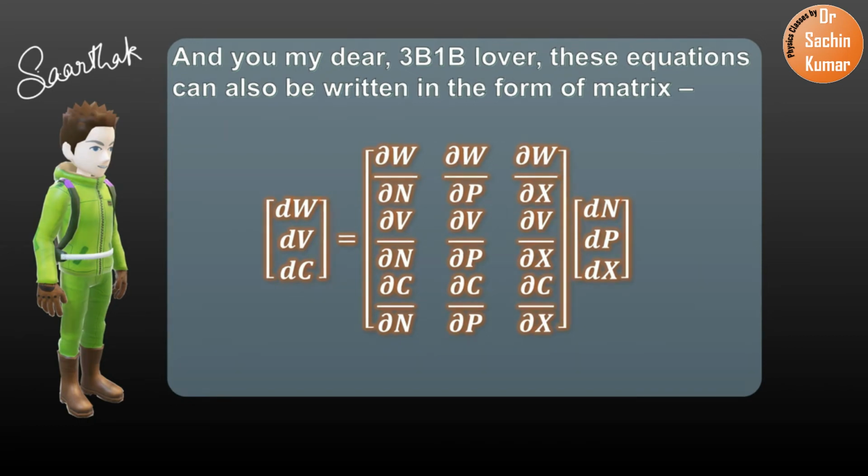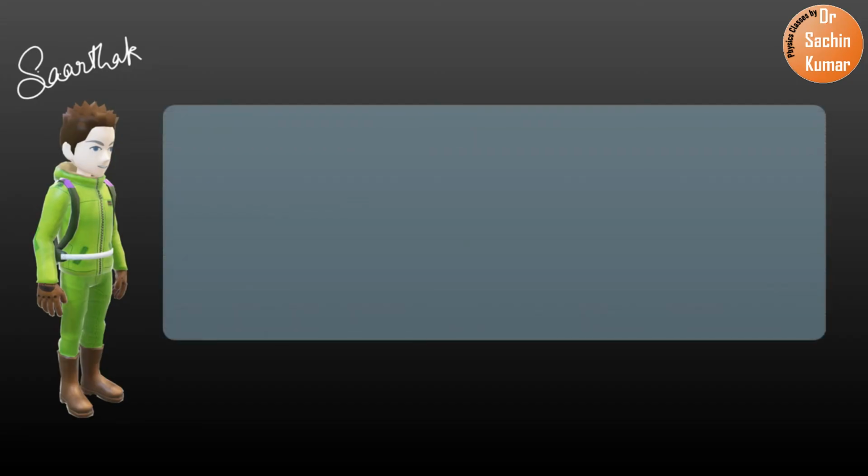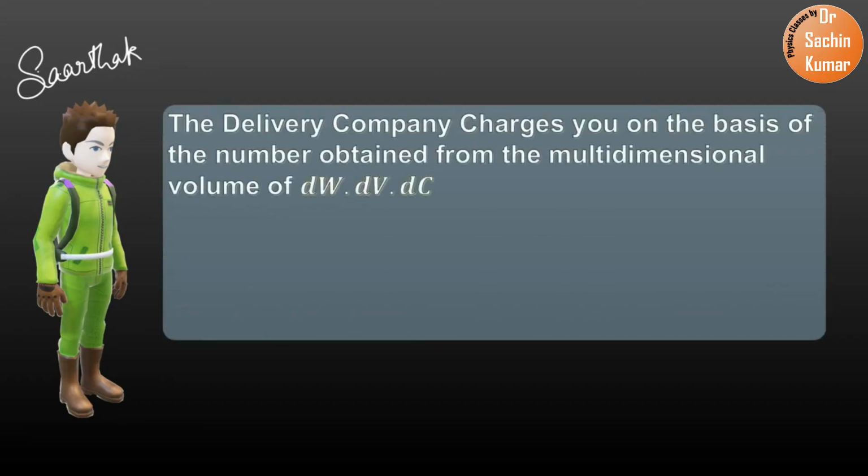The delivery company charges you on the basis of the number obtained from the multi-dimensional volume of dW, dV and dC. This may sound absurd, but you can imagine, if its weight is more, then they will charge you more. If its volume is more, then again they will charge you more. And the third thing is, if it costs more, then for insurance you need to pay them more.